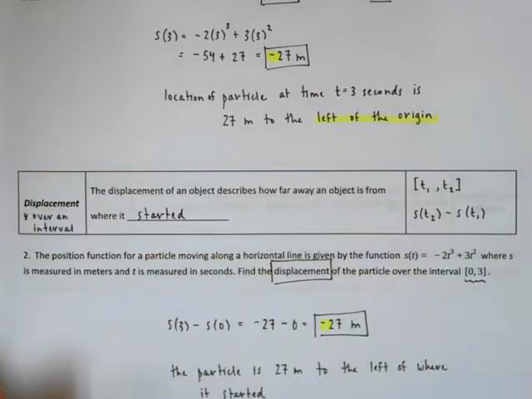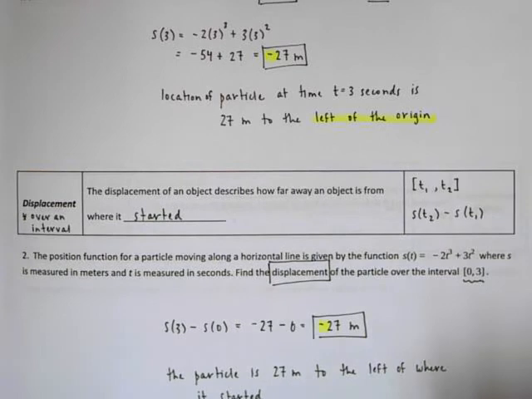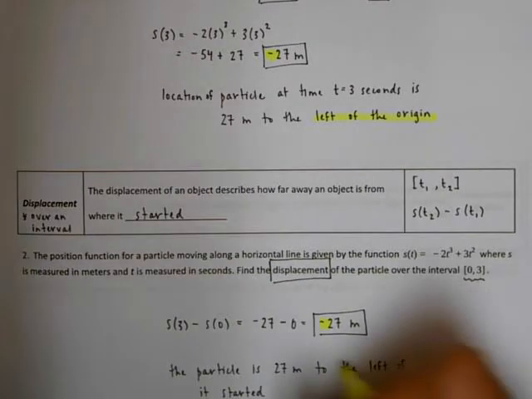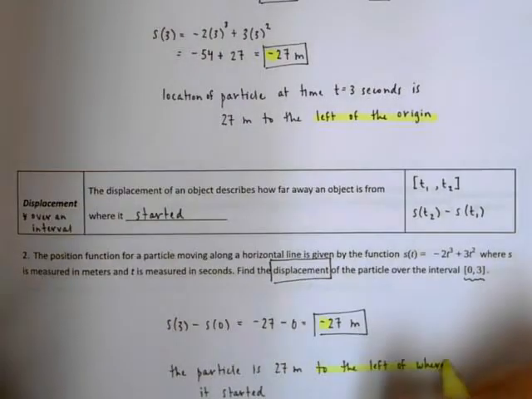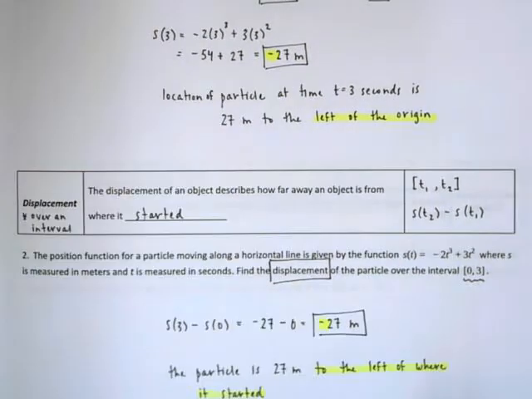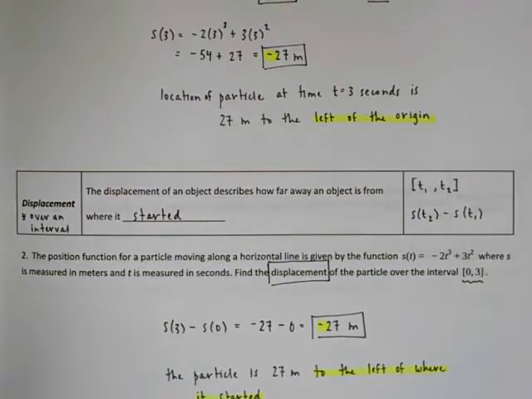So that sign is telling us about the direction. So to the left of where it started, and again, left because that's negative.